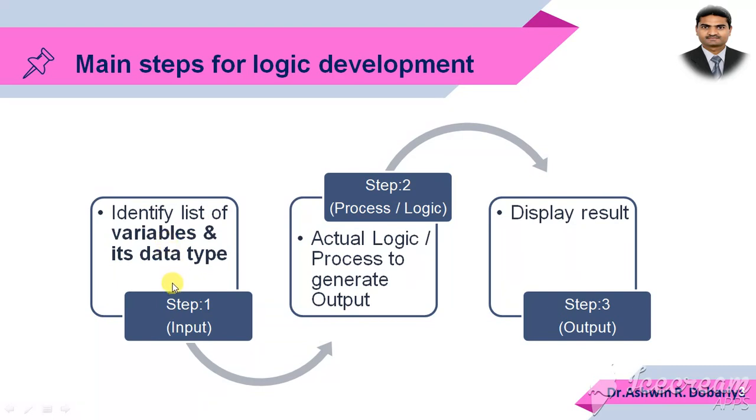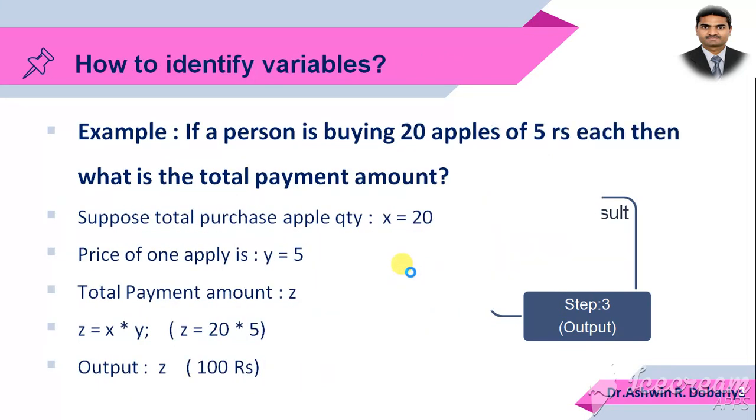Now once you identify the variables and their data types, the second step is to think about what type of operation you want to perform in your program. That is known as the actual logic of your program, or the process. And once the process is over, the third step is the output: what you want to display in your program. Let's see the concept with one example.